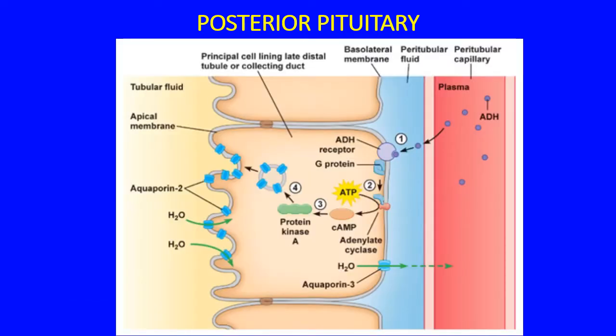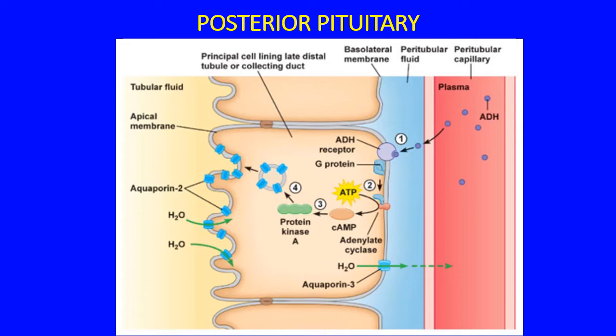I liked this one also because here's the idea. This is the tubular fluid, okay, the filtrate. And this is in either the late distal tubule or connecting duct cells. All right, so this would be what they refer to as the luminal or apical side. This would be the basolateral membrane side. There's a little peritubular fluid here, and that's going to get transported right into the peritubular capillaries right here.